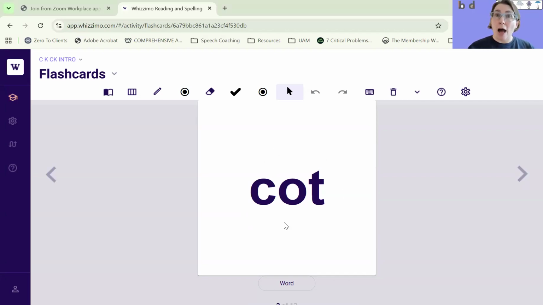This word, cot, like a camp bed that you might sleep on, also begins with a letter C, because that sound is followed by the vowel O. So when you have the sound followed by the vowel O, use the letter C at the beginning of a word. Here we have the word cut. When you hear the sound at the beginning of a word, followed by the vowel U, use the letter C.